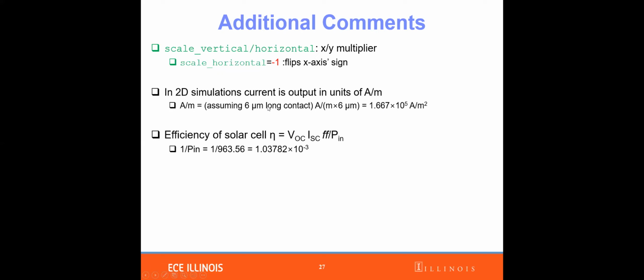Yeah. And the efficiency of the solar cell is the product of open circuit voltage, short circuit current, and the fill factor, divided by the incident optical power density. And the reciprocal of the incident optical power density is 1.0378 times 10 to the minus 3.